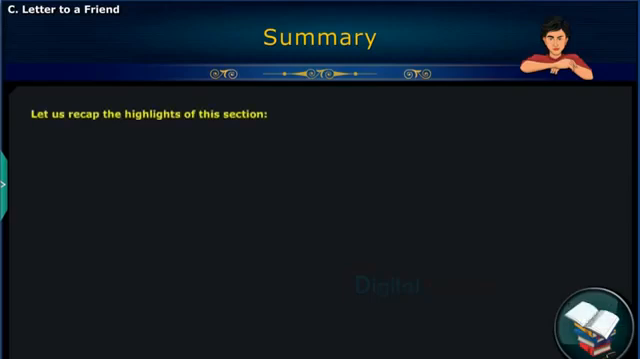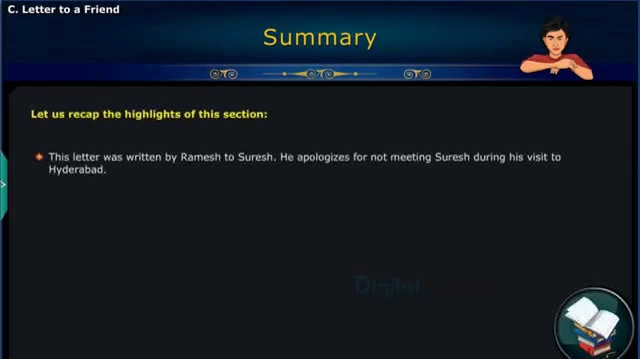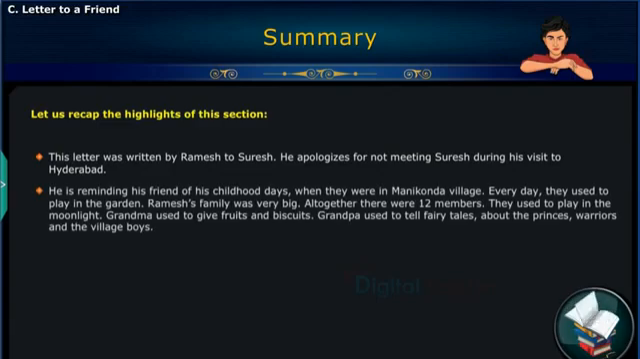Summary. Let us recap the highlights of this section. This letter was written by Ramesh to Suresh. He apologizes for not meeting Suresh during his visit to Hyderabad. He is reminding his friend of his childhood days when they were in Manikonda village. Every day they used to play in the garden.